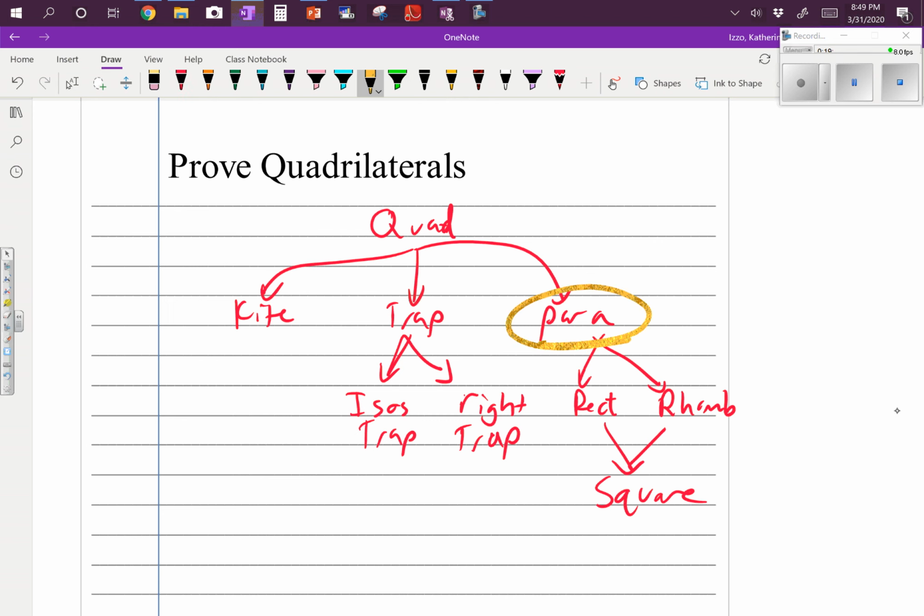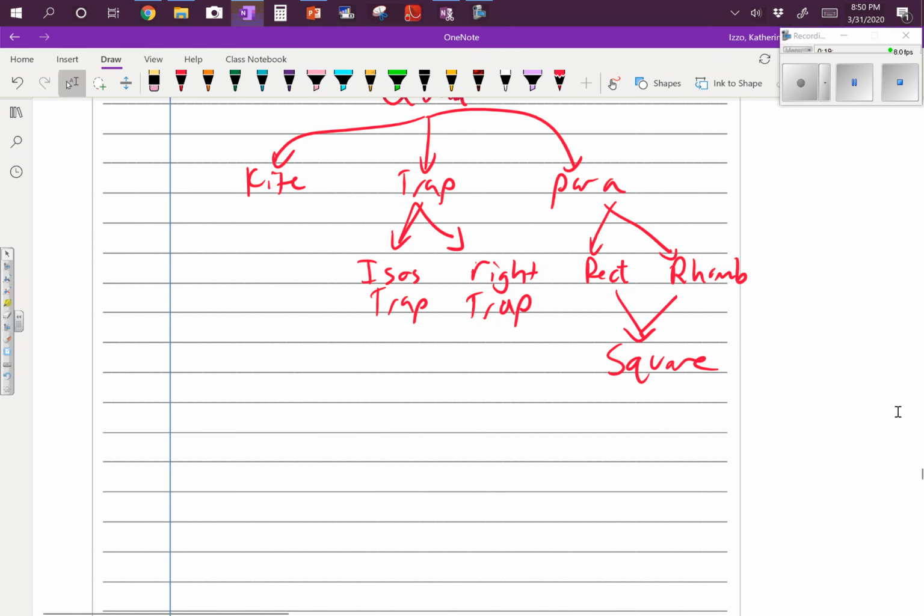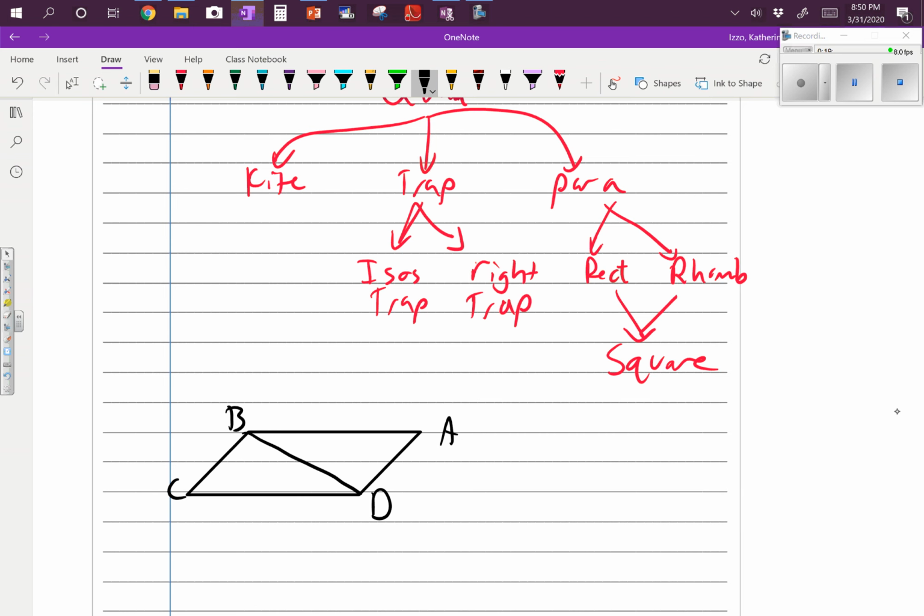Most of the time, it's going to ask you to prove it's a parallelogram. So let's take a look at a parallelogram option. I'm going to do a nice parallelogram down here. Beautiful. I'm going to do A, B, C, D, and draw that right there.